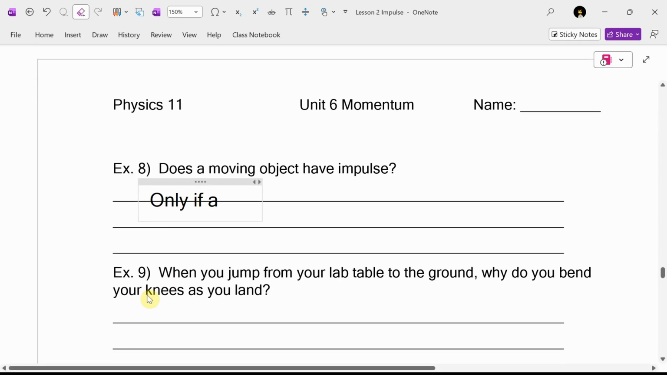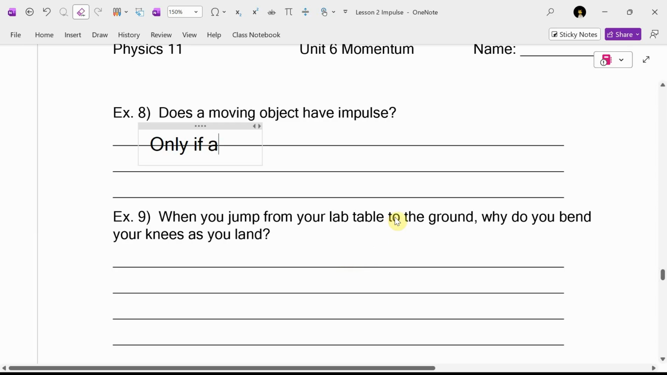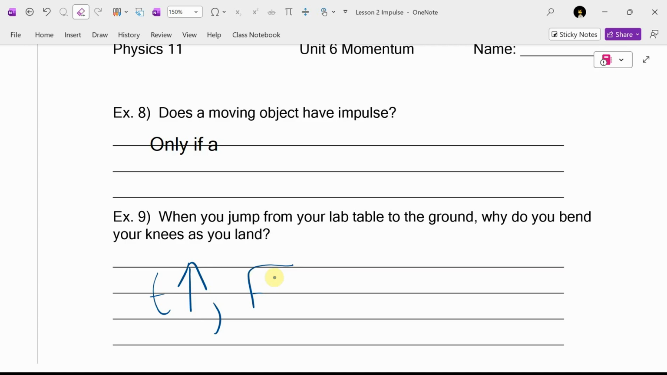Two more. When you jump from your lab table to the ground, why do you bend your knees as you land? Time gets bigger, force gets smaller. Watch a toddler who's just learning how to walk, especially if they're holding mommy and daddy's hand. One of the things they love doing when they come to a curb, they think they're very brave, is jump off the curb onto the pavement. But watch how they land. They land stiff and awkward.